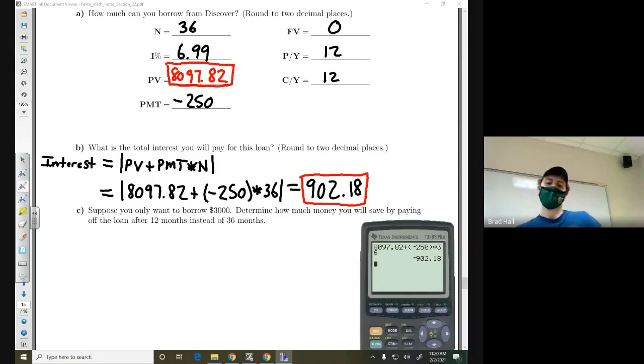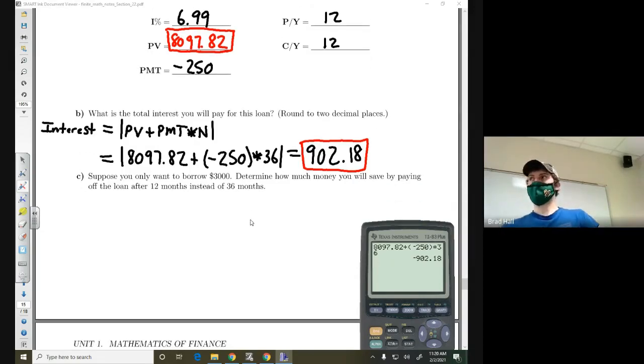So part C, this isn't really a problem you're going to see in your homework. What part C is really is my way of bringing a little bit of a real world connection into this topic, because part C is what happened to me. So when I was a grad student, I borrowed $3,000 because it's a little rough when you're a grad student. So I took out a personal loan at 6.99%. I borrowed $3,000, and instead of paying it off in 36 months, I paid it off in 12 months.